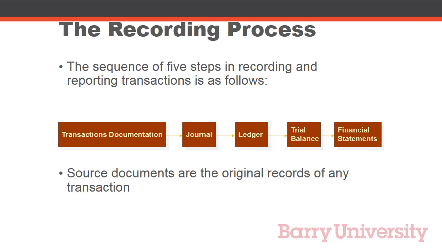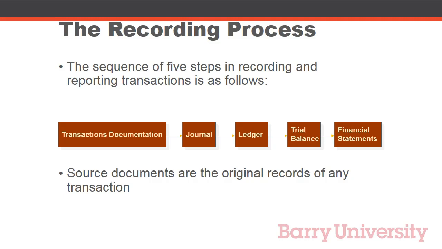The accounting recording process goes through 5 steps. We review the documents. We journalize. The journal is called the point of original entry. All transactions are recorded as they occur in chronological order.